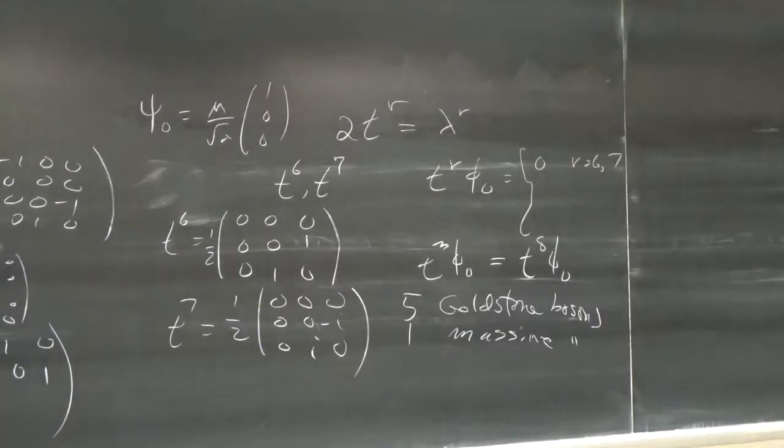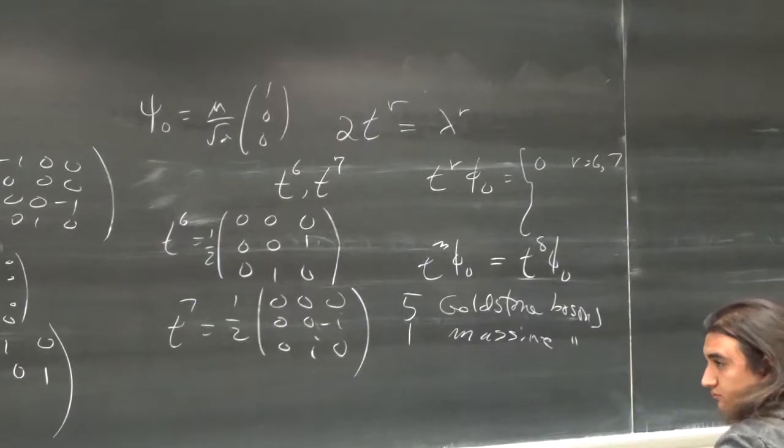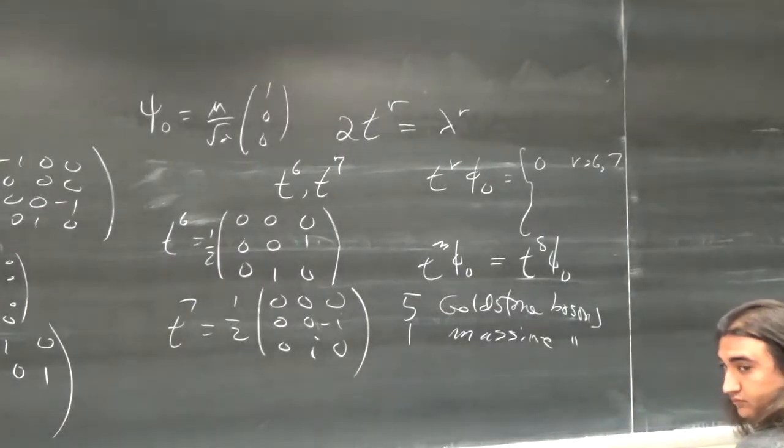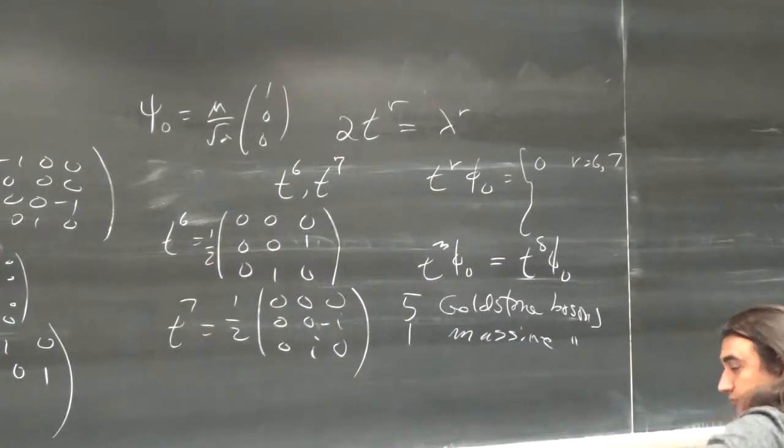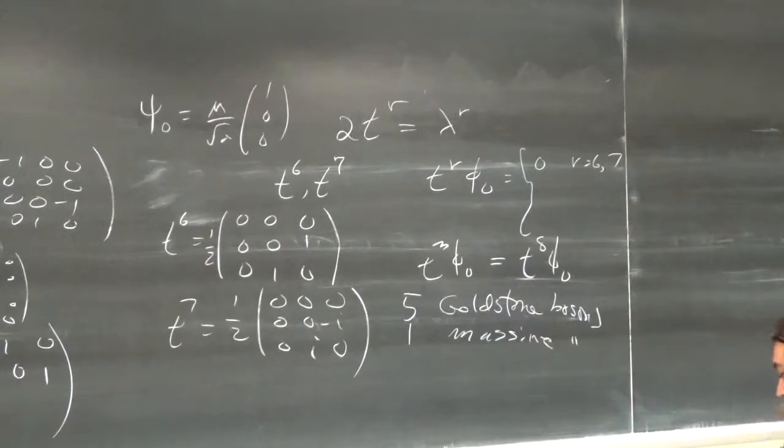Is that a question? Yeah, I was just going back to the case of SU2. You have your 3 generators, the Pauli matrices, and they don't map phi 0 to 0. They don't annihilate phi 0. So we have the possibility of 3 Goldstone bosons. I'm just wondering, is it always going to be the case that I'm going to have 1 more field than the number of generators that I have? But then in the case of O2, you would have 4 generators?